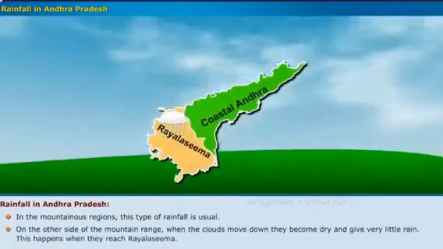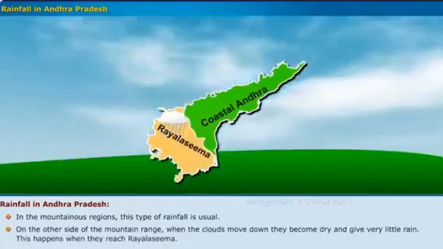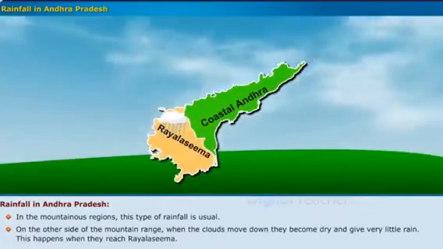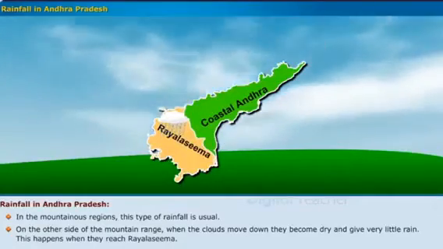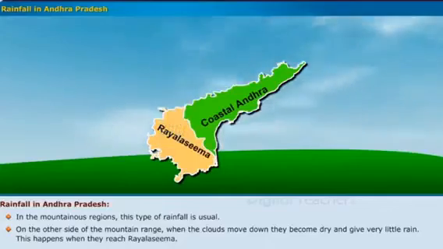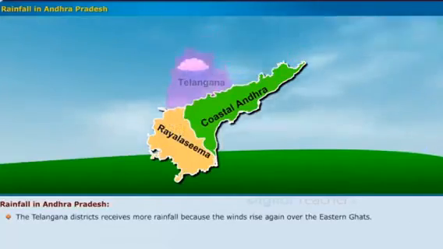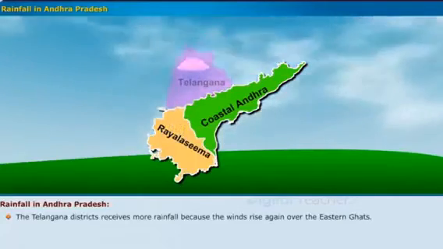On the other side of the mountain range, when the clouds move down, they become dry and give very little rain. This happens when they reach Rayalaseema. The Telangana districts receives more rainfall because the winds rise again over the eastern Ghats.